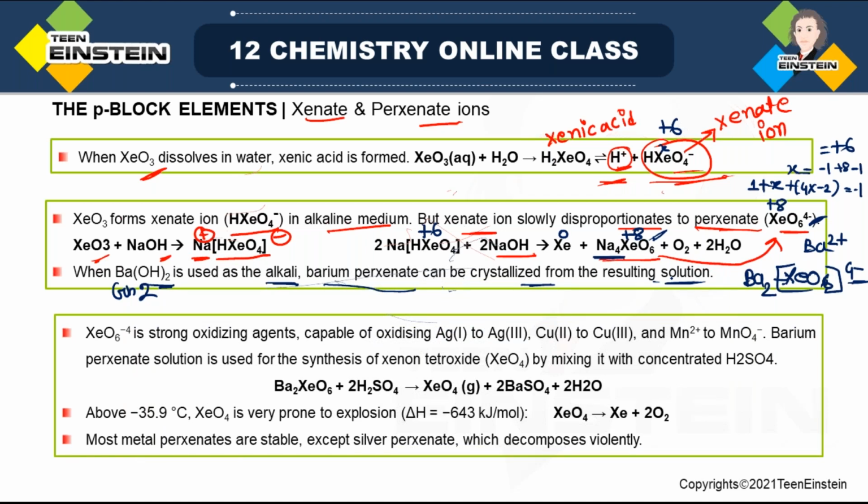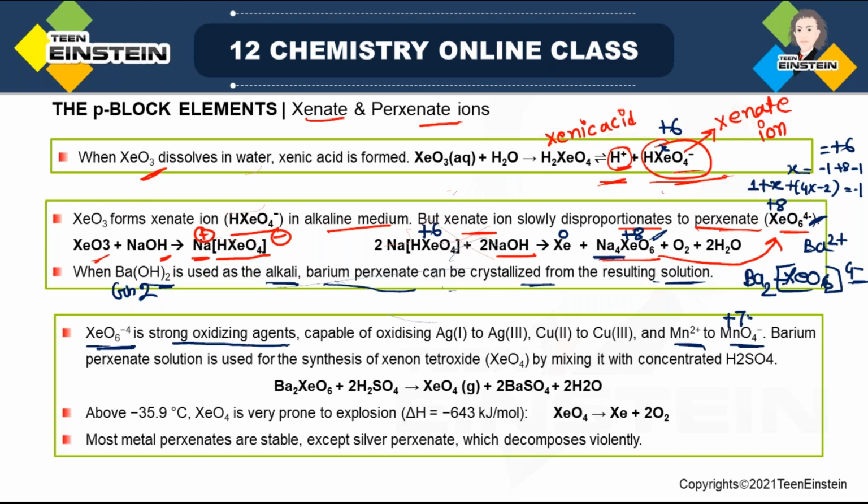Now this perxenate ion, that is XeO6 4 minus, is a very strong oxidizing agent. When we say strong oxidizing agent, there are some reagents which easily come to our mind, right? For example, KMnO4, then potassium dichromate. But this species, perxenate, is so oxidizing that it can even oxidize Mn2 plus to MnO4 minus.